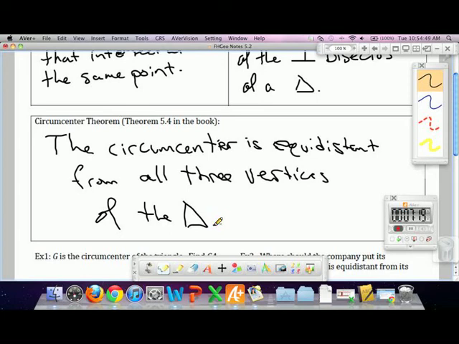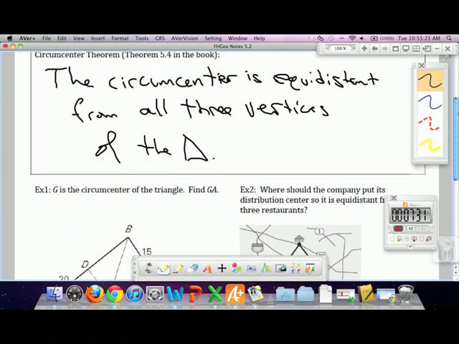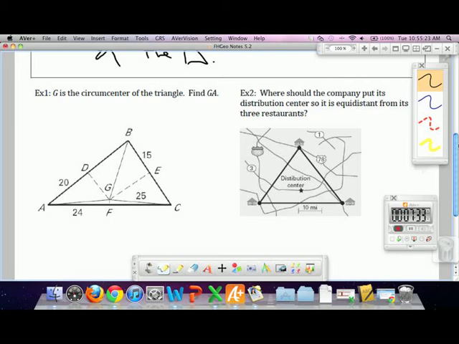So let's see, a consequence of this would be, say, if I tell you that G is the circumcenter of this triangle, let's find the length of G to A. What's the length of G to A? 25. 25, why? So that's the length of GC. Because that's the length of GC, and it's also the same length as GB. They both have to be, all 3 have to be 25.